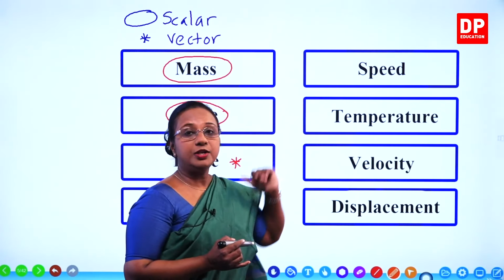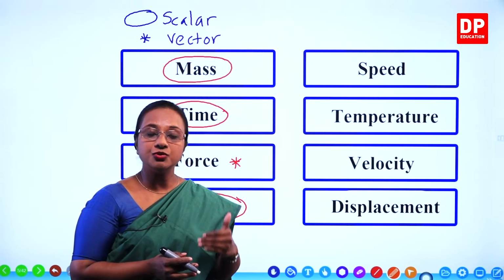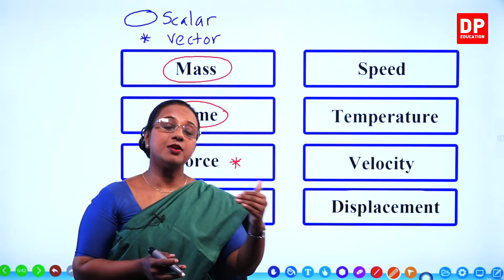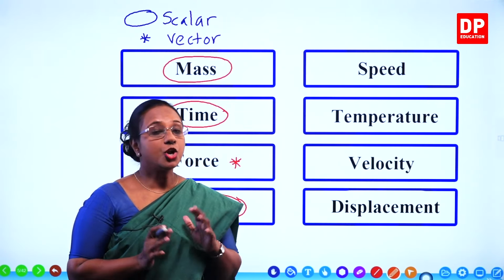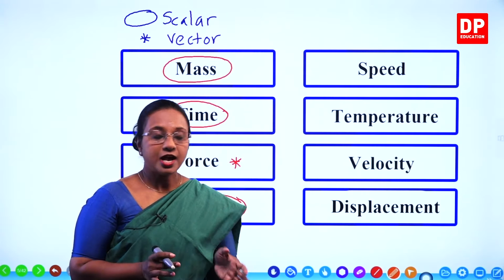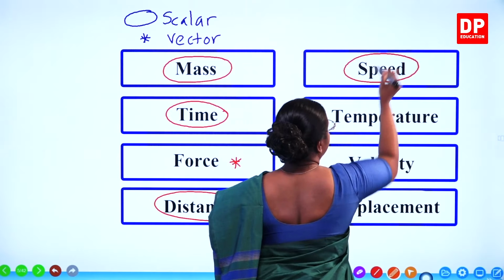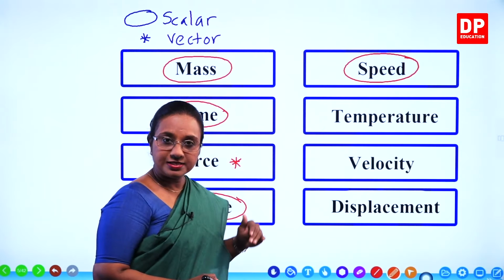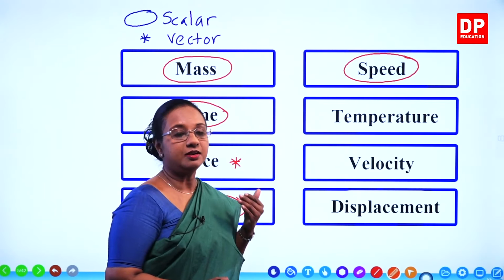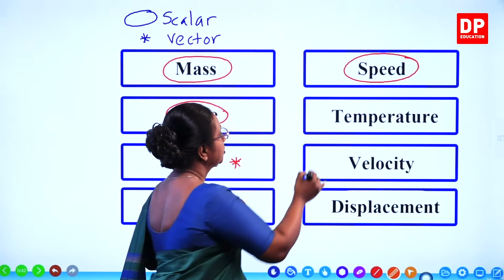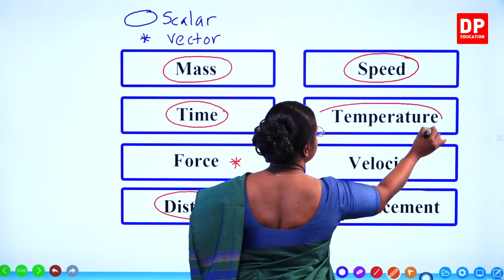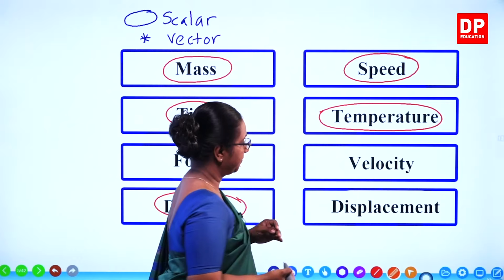Then we talked about speed. It shows you how fast an object is traveling, not the direction. So therefore, that again is a scalar quantity. As we discussed before, temperature does not have a direction. So that is also a scalar quantity.